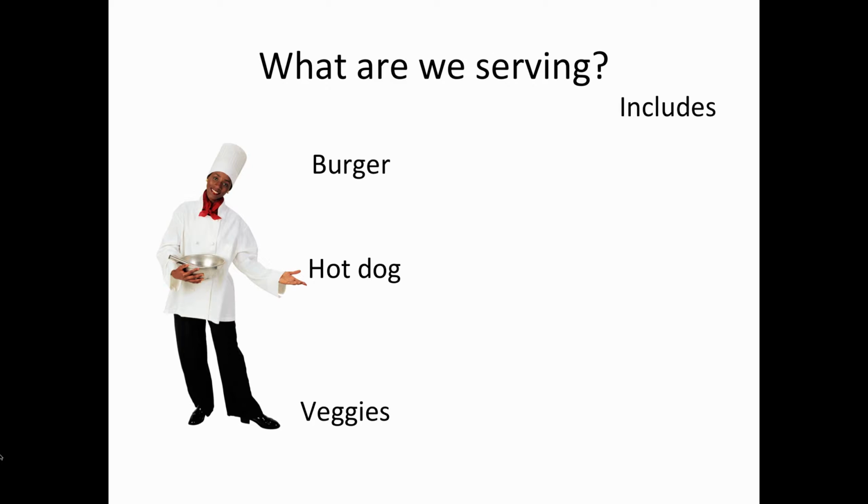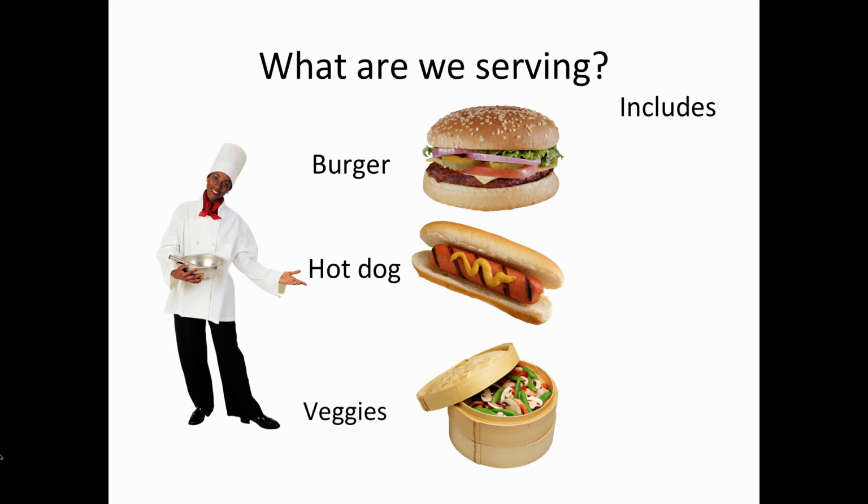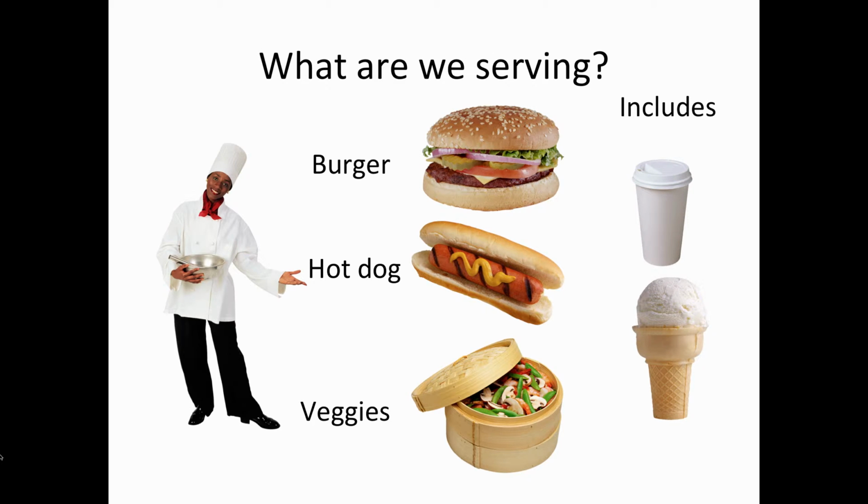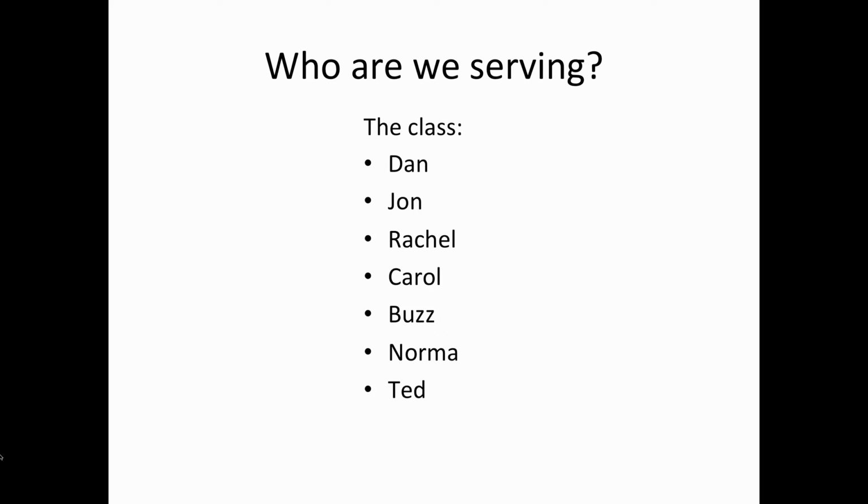So at our cookout, what are we going to serve? We're going to serve a burger meal, a hot dog meal, or a veggie meal. And each meal includes a drink and an ice cream for dessert. Now, who are we serving? Here's our class: Dan, John, Rachel, Carol, Buzz, Norma, and Ted. Those are the people who are in the class. Those are the folks who are coming to the picnic.